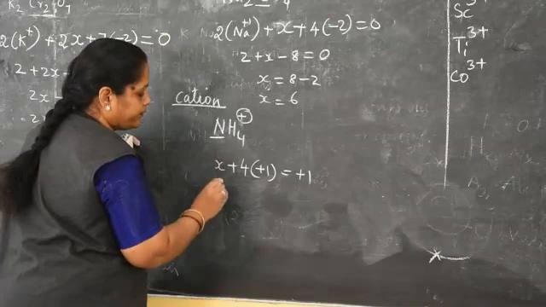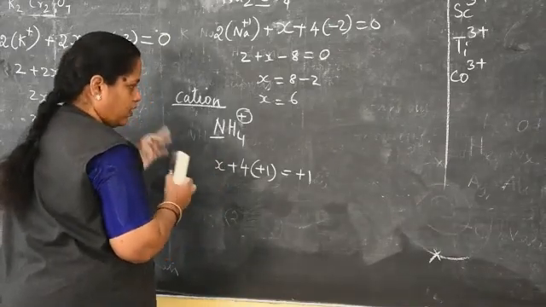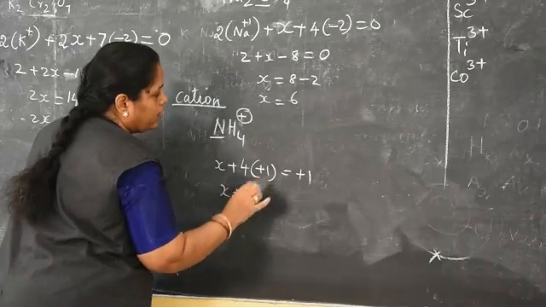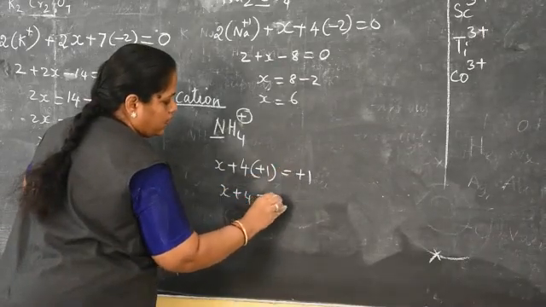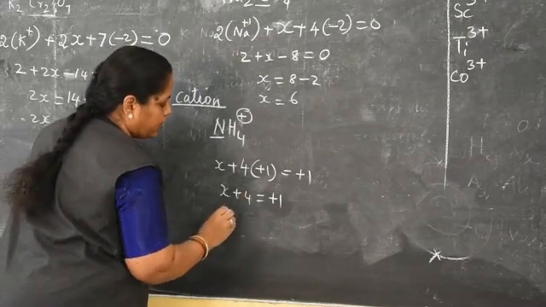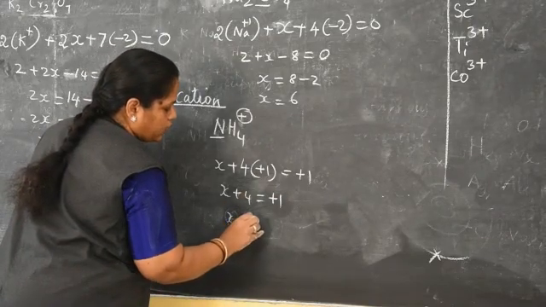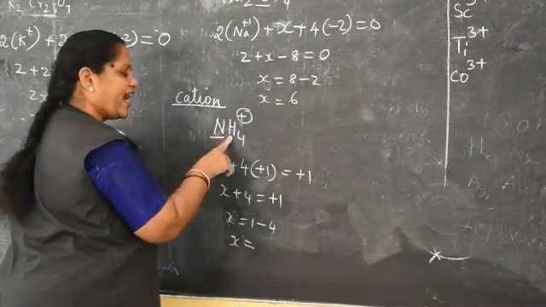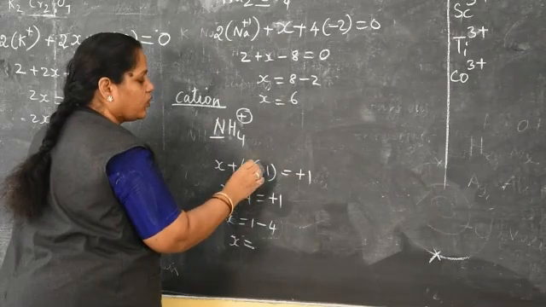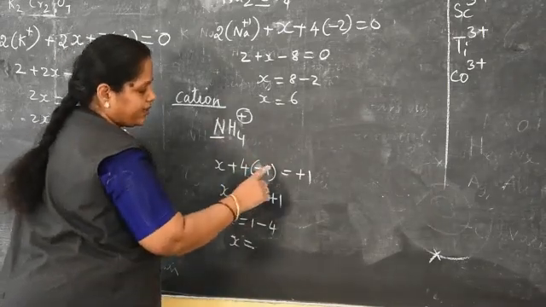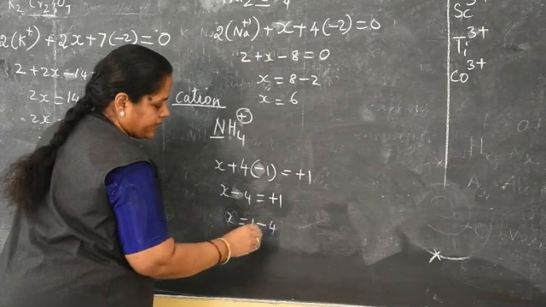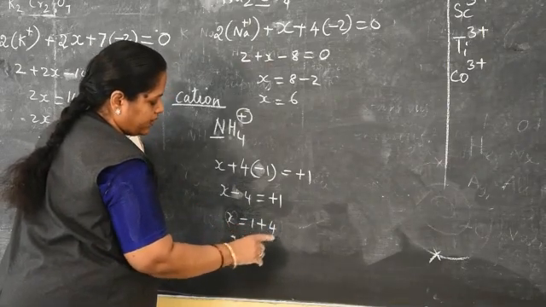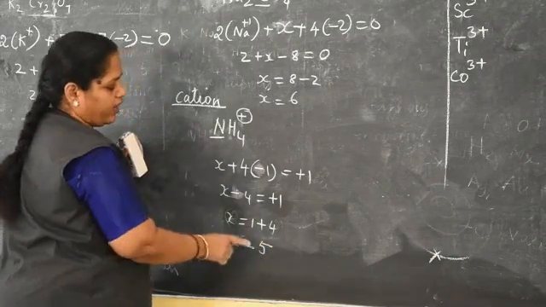So what about this one? It is x plus 4 plus 1. So x equals 1 minus 4. Here it is a hydride form, that is why this charge is minus. So x equals 4 plus 1, here the charge of this one is 5.